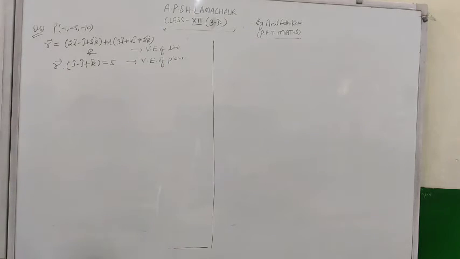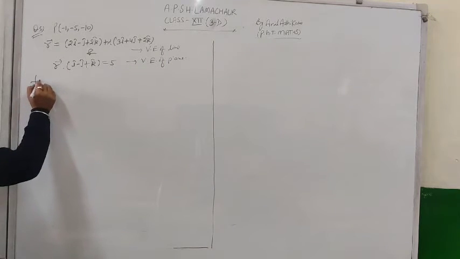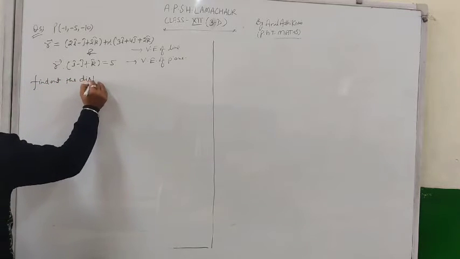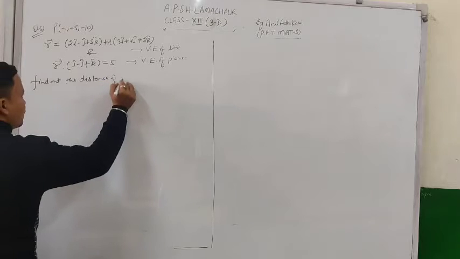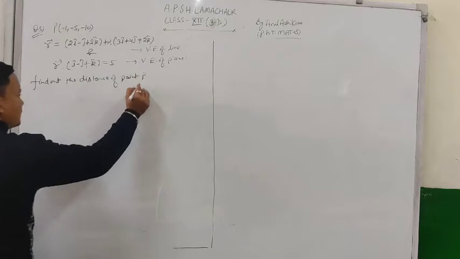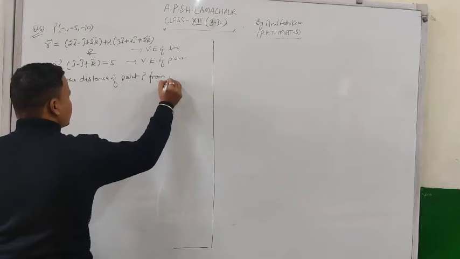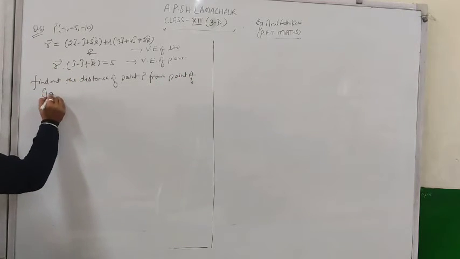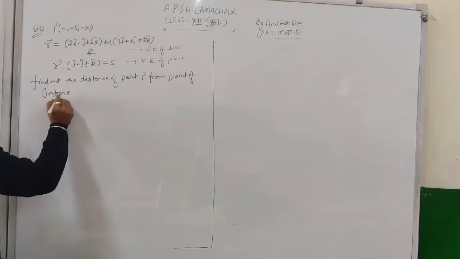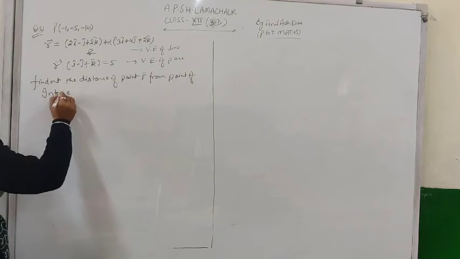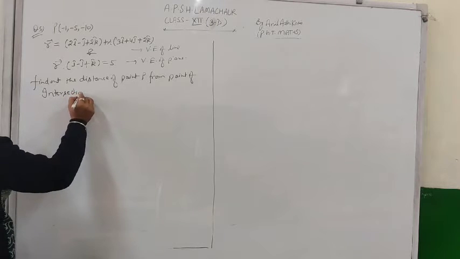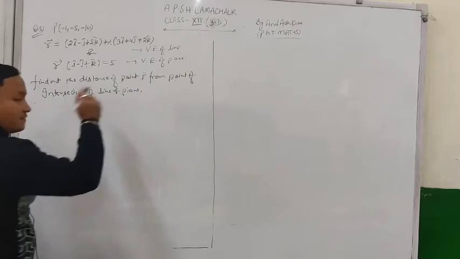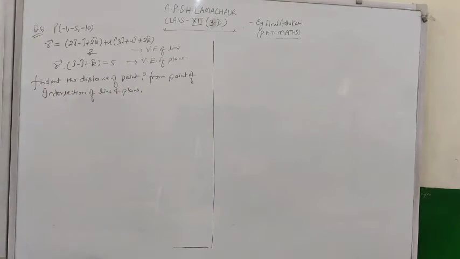What we have to do here is find out the distance of point P from the point of intersection of the line and plane, whose vector equations have been given this and this. So first, do understand what is the demand of the question.